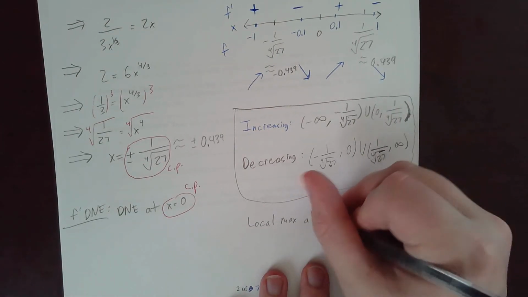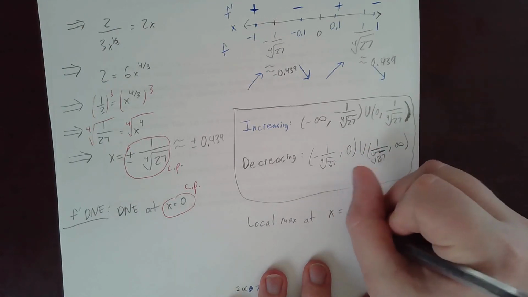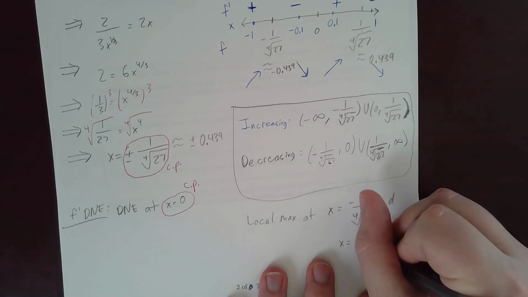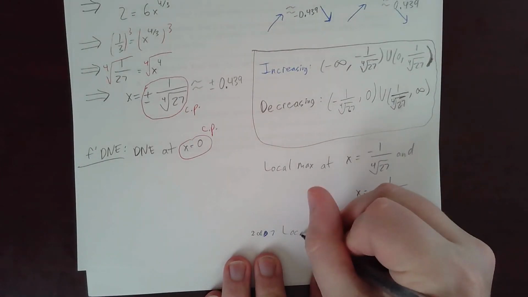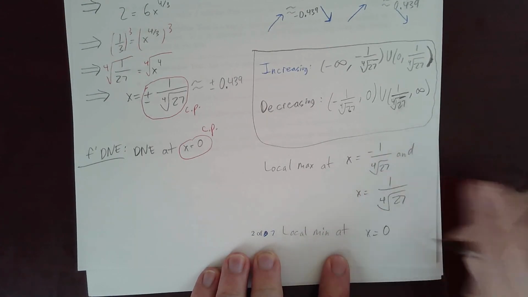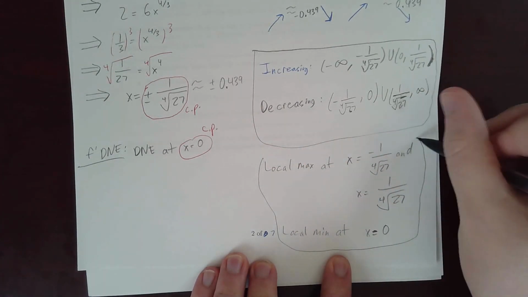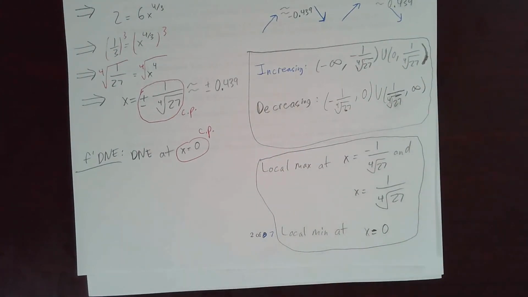So we've got a local max at x equals negative 1 over the 4th root of 27, and x equals 1 over the 4th root of 27. And a local min at x equals 0. Alright, so that's an example then of how we would go ahead and use the first derivative test to determine where our local mins and maxes would be occurring.